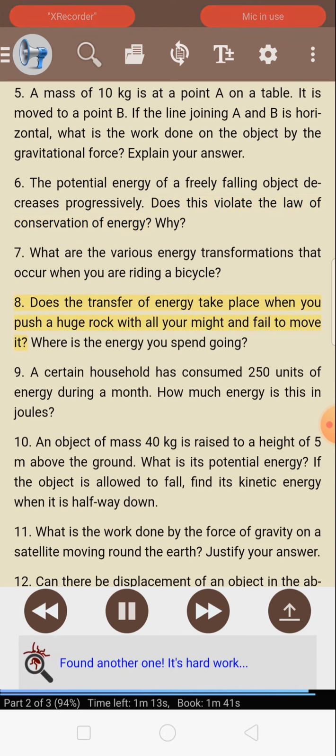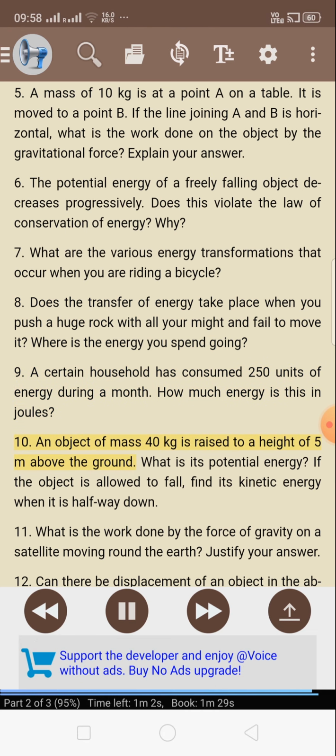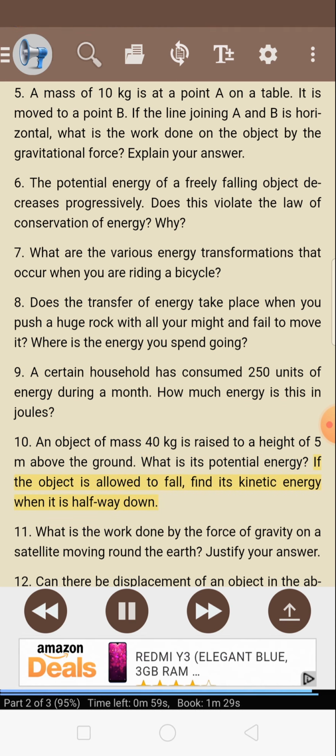8. Does the transfer of energy take place when you push a huge rock with all your might and fail to move it? Where is the energy you spend going? 9. A certain household has consumed 250 units of energy during a month. How much energy is this in joules? 10. An object of mass 40 kilograms is raised to a height of 5 meters above the ground. What is its potential energy? If the object is allowed to fall, find its kinetic energy when it is halfway down.